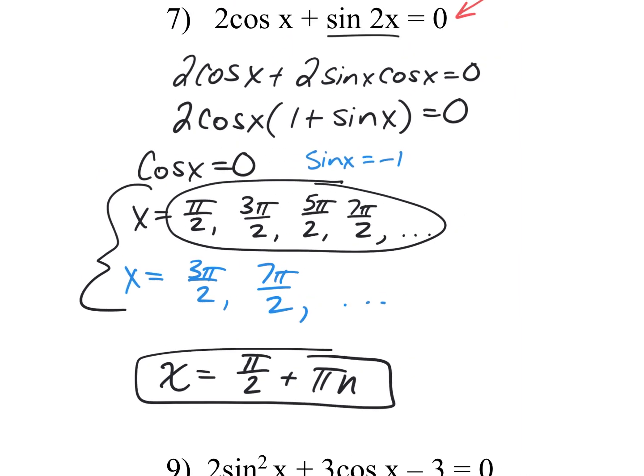Now, on some problems, we may need a second solution set, but if we look at our set of blue numbers here, these numbers are already embedded and included in this set of solutions, so it's not necessary to include their solutions as well. All we need is this solution set here, pi over 2 plus pi times n.